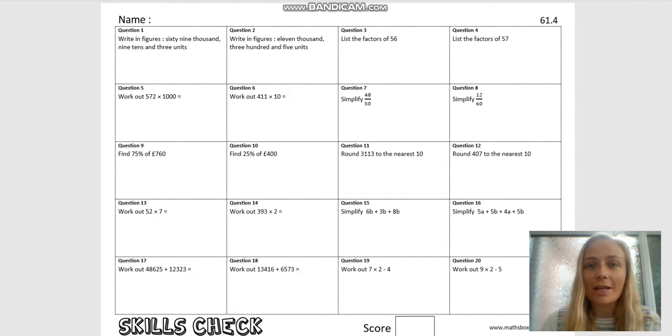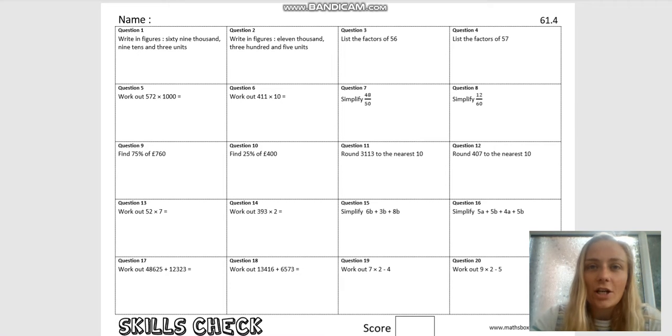So the first thing you need to do are your 20 questions. Now this week, your 20 question sheet should have the numbers 6, 1.4 in the corner. And as I've said, it's kind of the same things that you've been doing for the last 3 weeks. So starting out by writing in figures, numbers that are in kind of words, the factors of some numbers, some multiplications, some percentages, etc. Okay, so that's your first thing. Just make sure you've done your 20 questions.